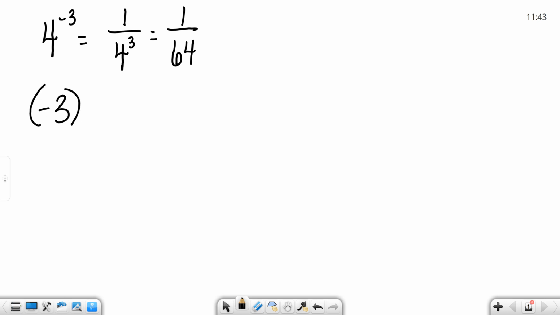Now if I have a negative 3 and I raise it to the negative 2, let's first take care of the negative exponent. So when I put negative 3 in the denominator, my exponent is the only thing that changes sign. The negative in front of the 3 stays there. And negative 3 squared is positive 9. So we get 1 over 9.